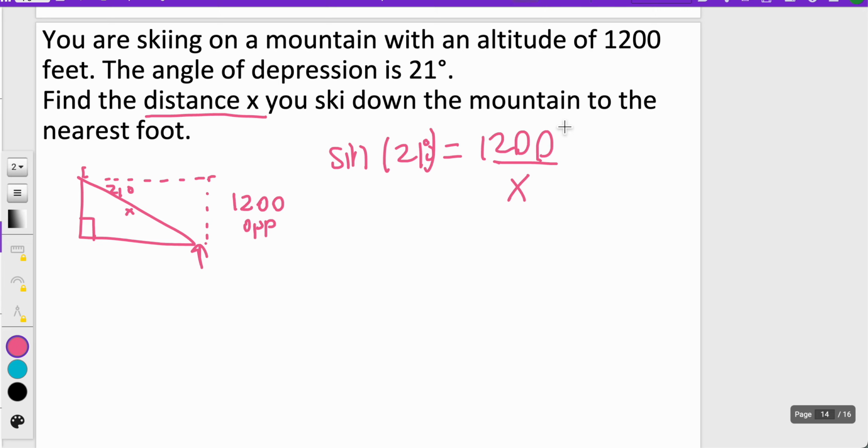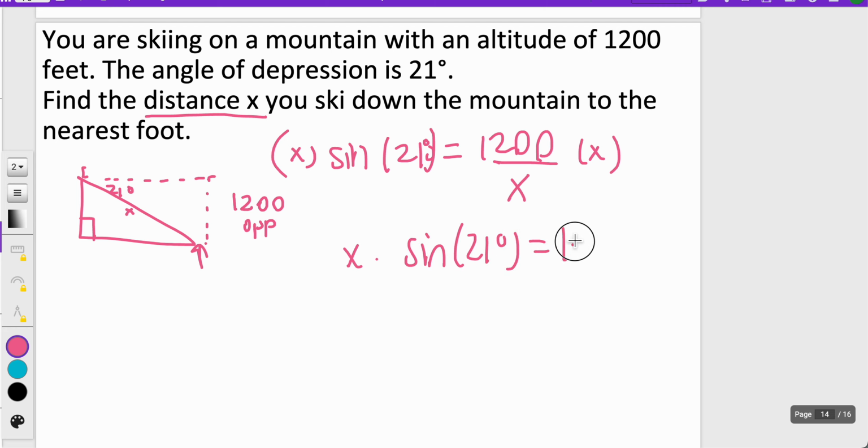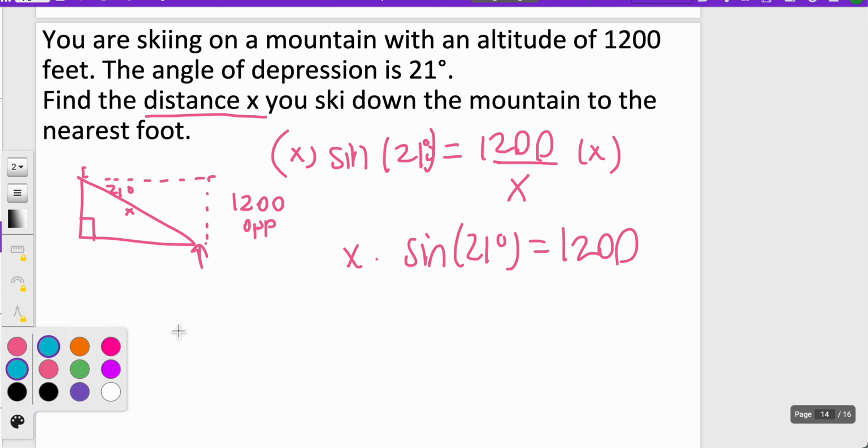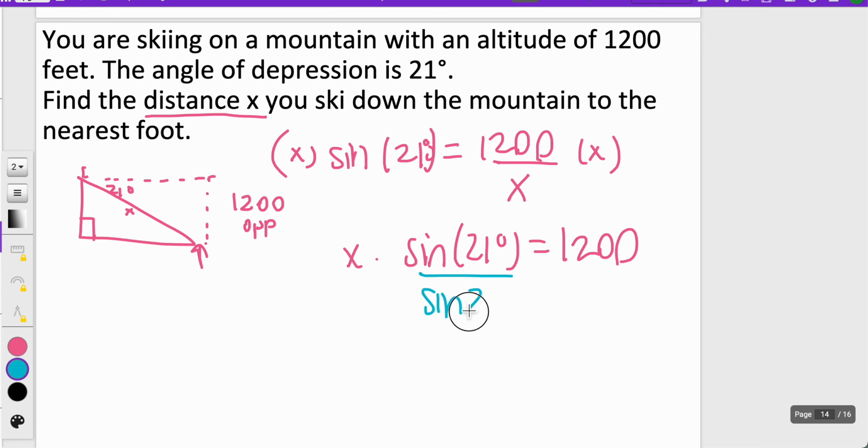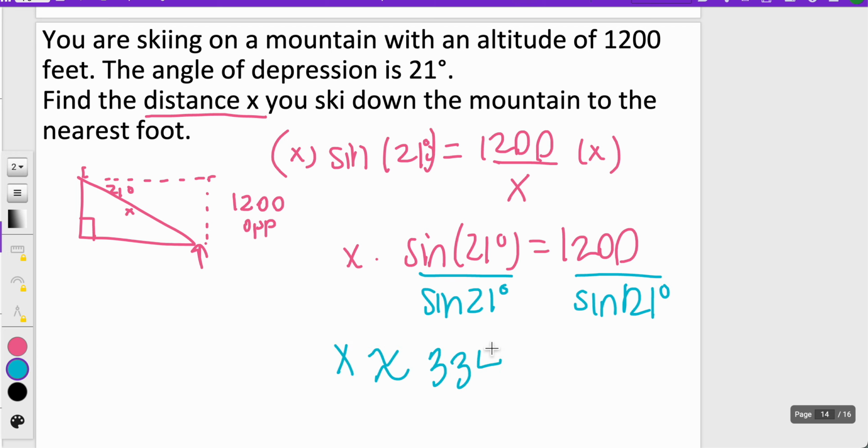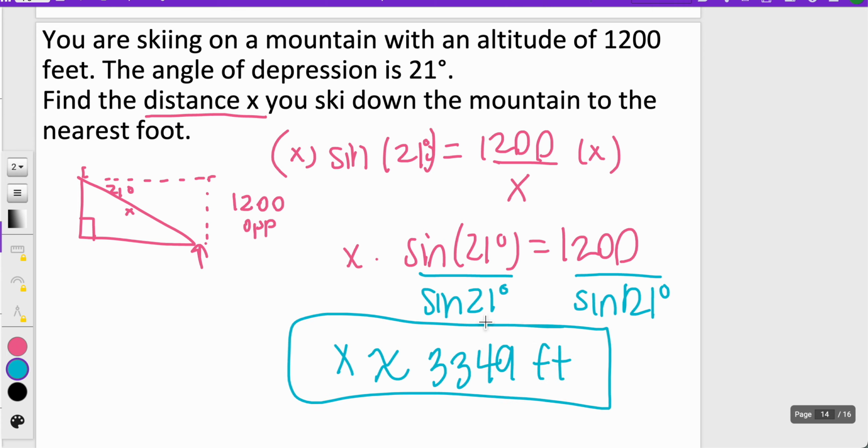The first thing I want to do is multiply both sides by x to get x not on the bottom. So x times the sine of 21 degrees is equal to 1,200. Next, to solve for x, divide both sides by sine of 21 degrees. Okay, so once I do that, that's going to give me about 3,349 feet because I'm rounding to the nearest foot. Okay.